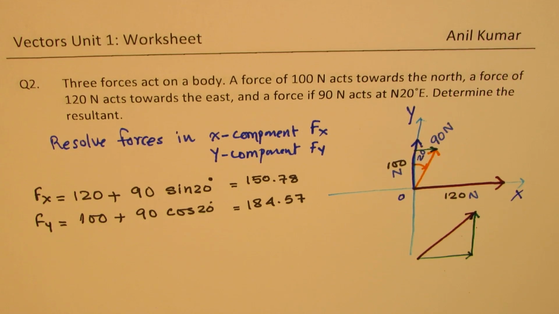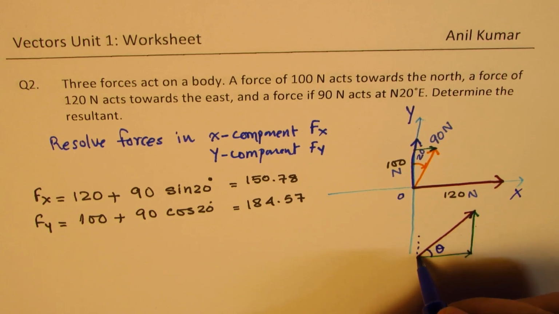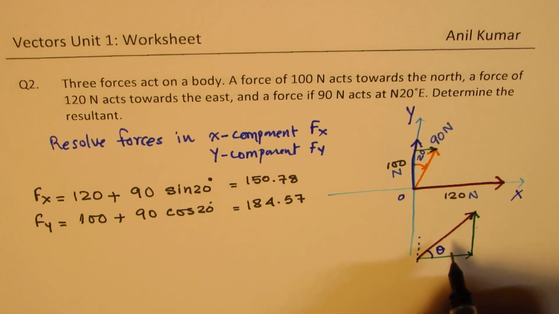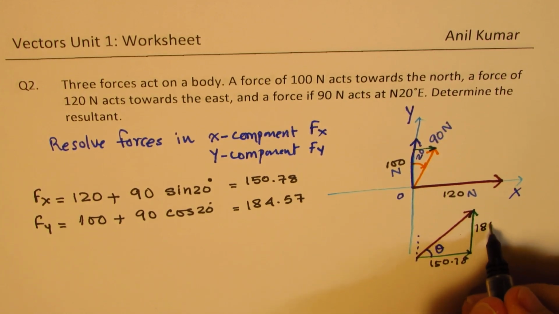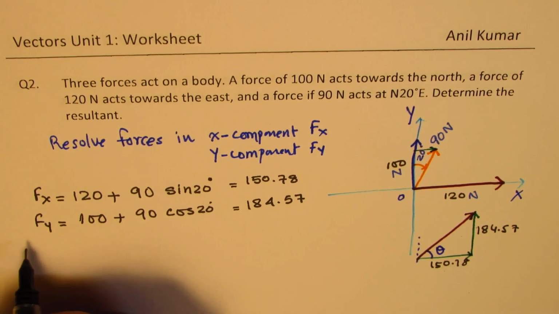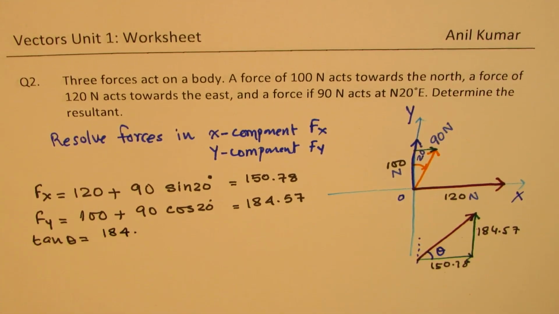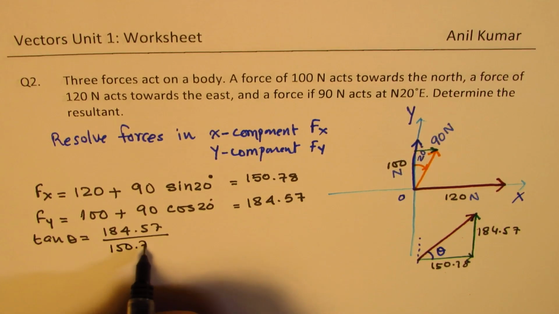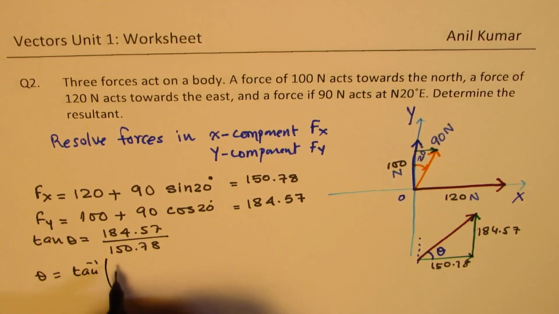Now this resultant force is at an angle theta to the horizontal. We need to normally find that angle, right? We'll do 90 minus theta, okay. And we figure out that this x component is 150.78, the y component is 184.57. So from here we can say, what is tan theta? Well, tan theta is equal to 184.57 over 150.78. So theta is tan inverse of all this.